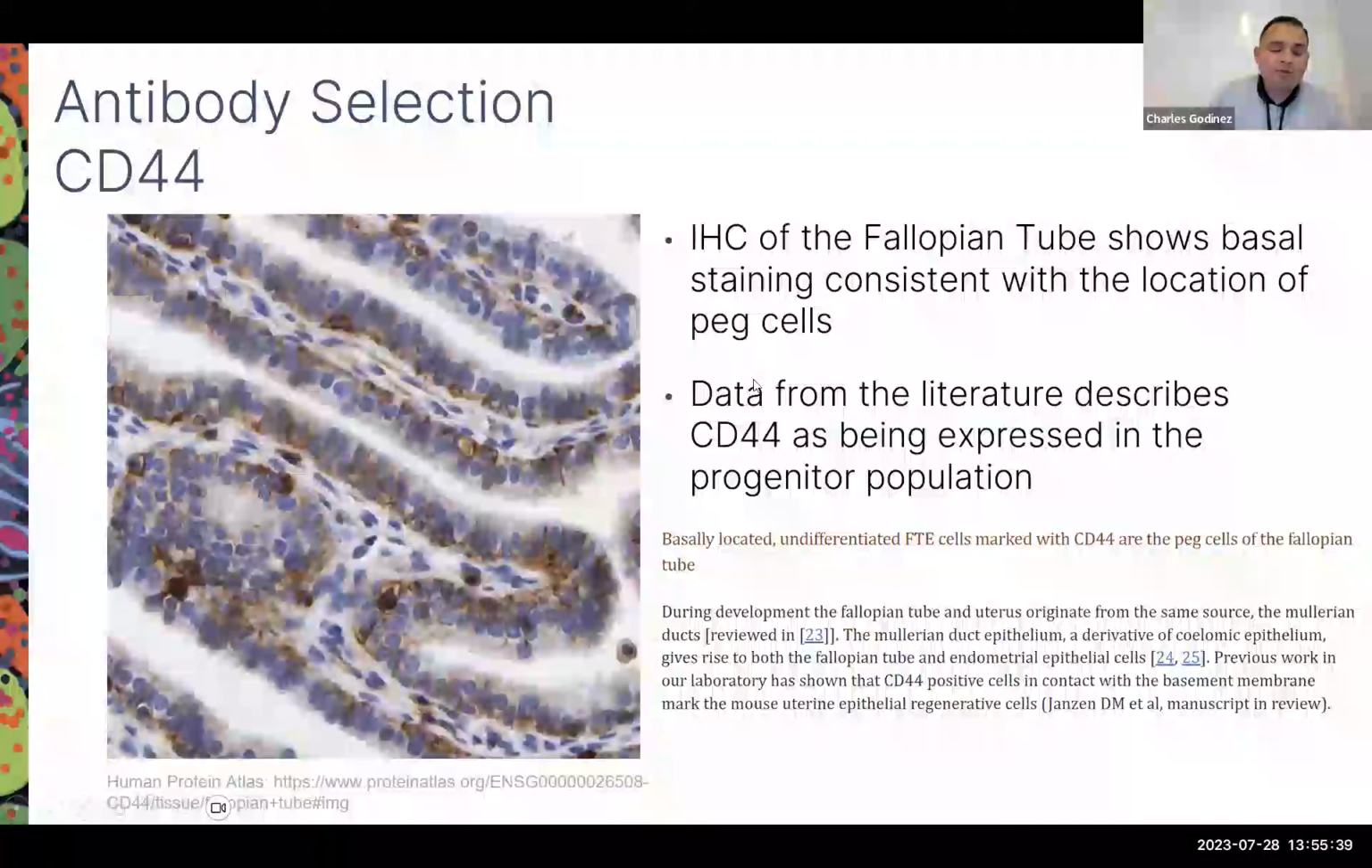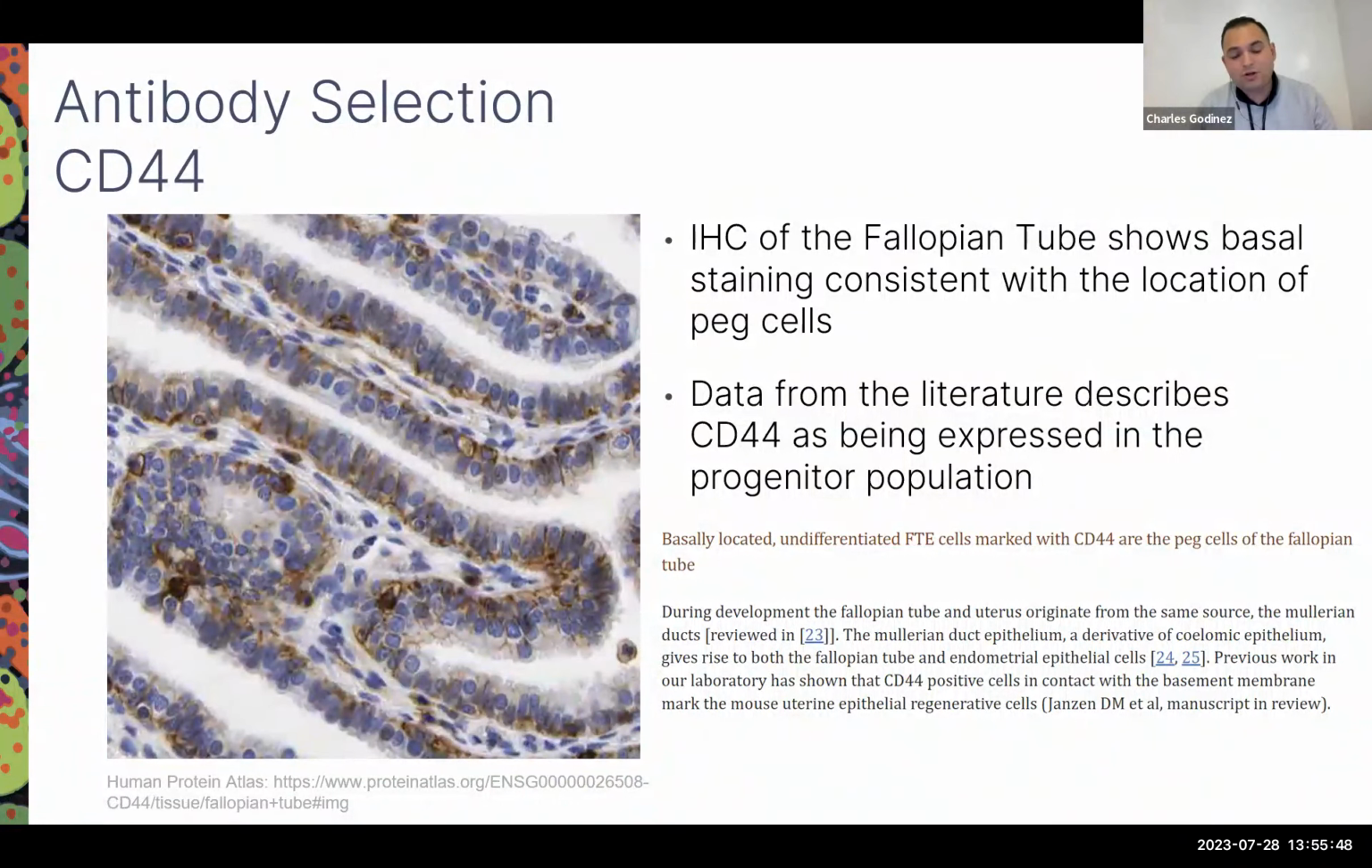And here's the fourth antibody we chose, CD44. IHC shows basal staining consistent with the location of PEG cells, and this antibody was mainly chosen because it was strongly supported in the literature as a marker of stem cells in the fallopian tube.